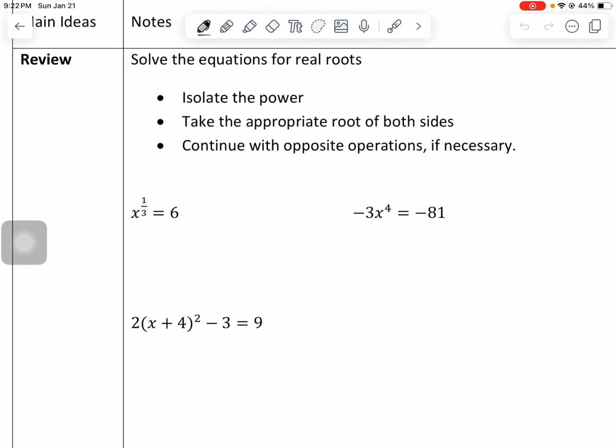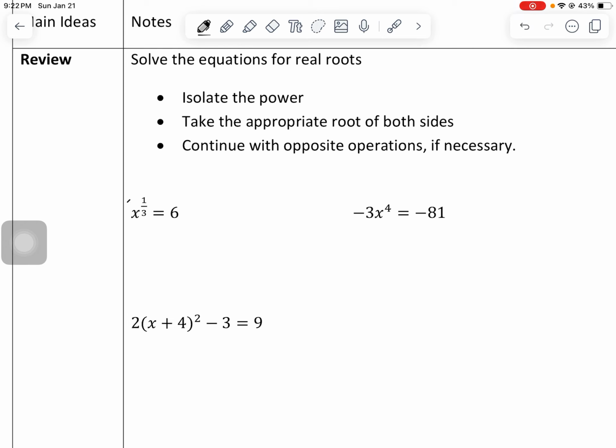warm-up. Remember that when we are solving for x in these cases, we want to isolate the power, take the appropriate root of both sides if it requires a root. In this first example, you're going to see it doesn't need that. And then just complete with the opposite operations.